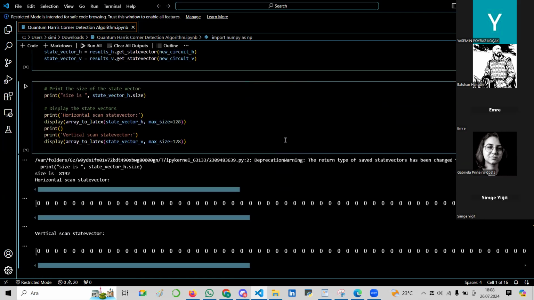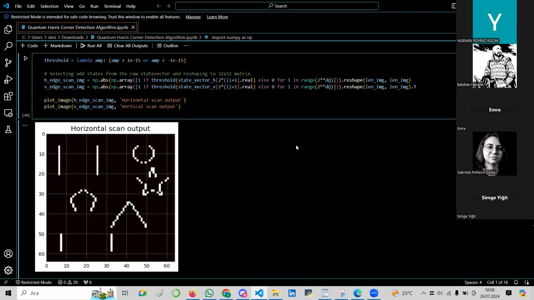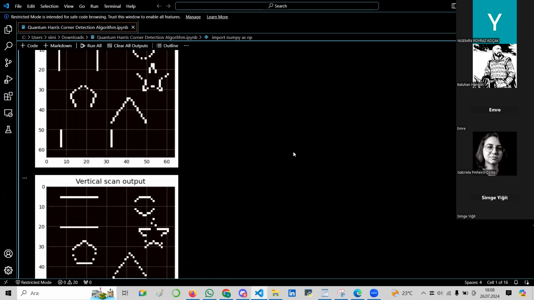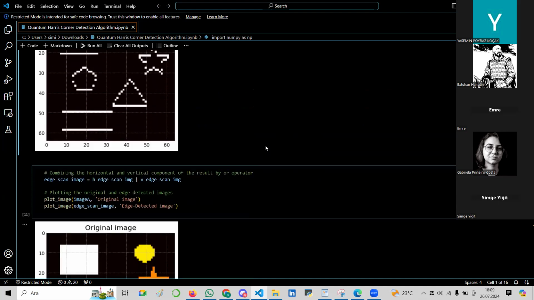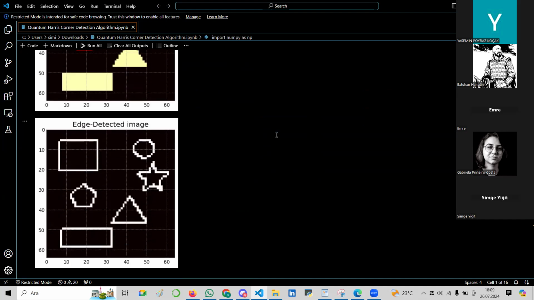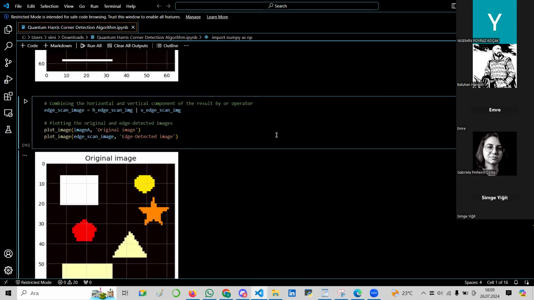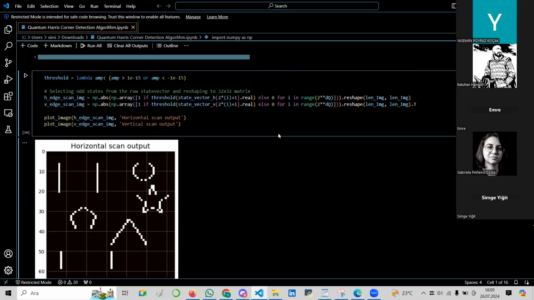Can you go further down? This is the image of the derivative. This is not the edge, this is just the derivative. The first image here is the x derivative. If we see clearly, in the first, the horizontal derivative, we have the vertical lines. Then the horizontal and vertical scan outputs: when we take the horizontal derivative, our lines are vertical. That makes sense.